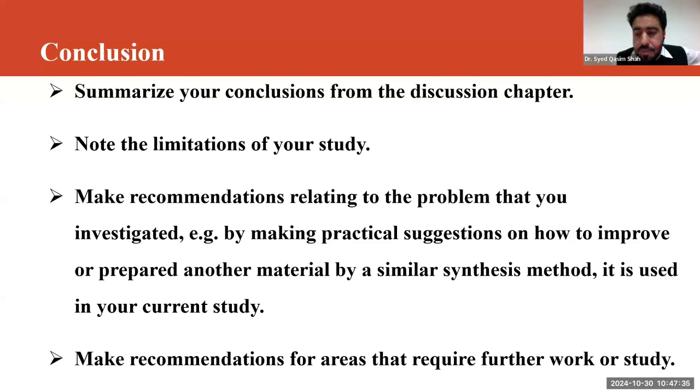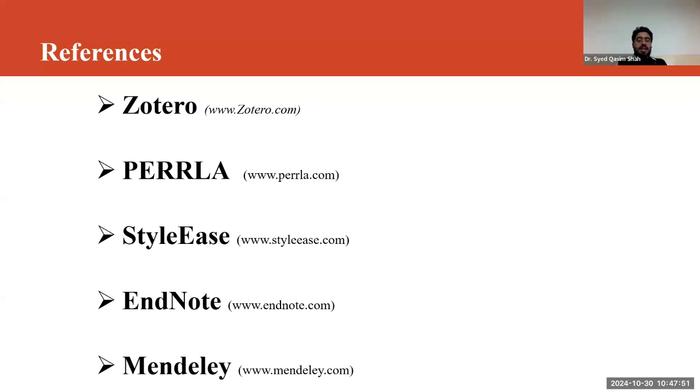And then you make certain recommendations for further work or study, on how this research can be strengthened if someone else wants to work on it. So we come up with further work and study, further recommendations. And finally, the references. I recommend these important reference tools, since obviously there are citations and literature, so it is better to use software. There are a few reference tools: Zotero, Paperpile, StyleEase, EndNote, and Mendeley.